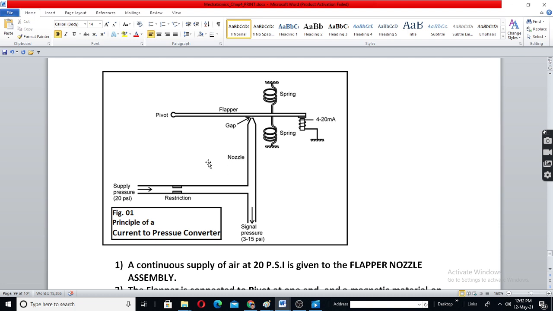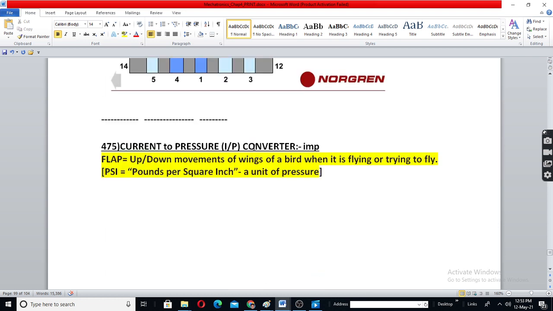The setup will have a flapper nozzle arrangement as its main parts. Flapper means it is like a flexible rubber or belt, like the flap movement of the wings of a bird when it flies. When a bird flaps its wings up and down, that is called flapping.